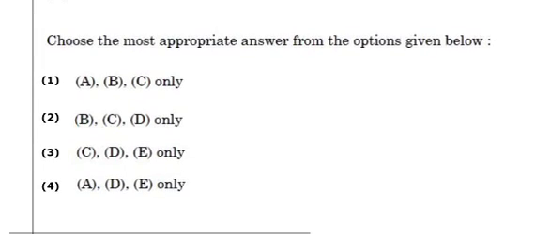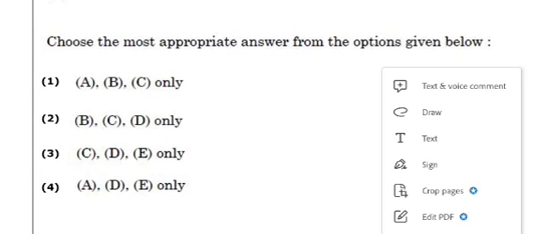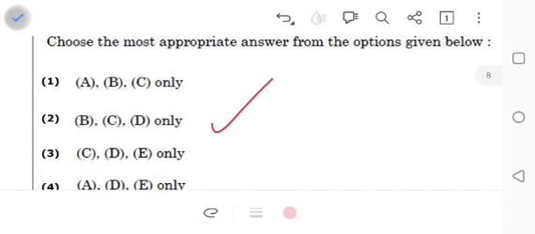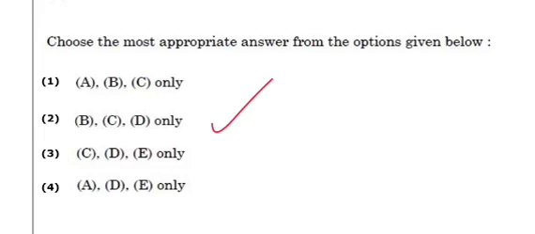So these are the options. Choose one. Correct option will be B, C and D. B, C and D will be correct.